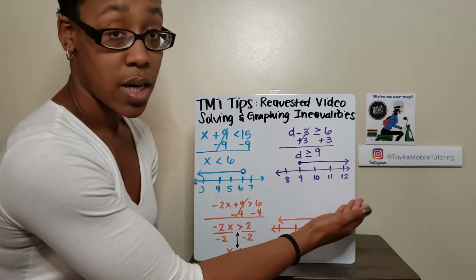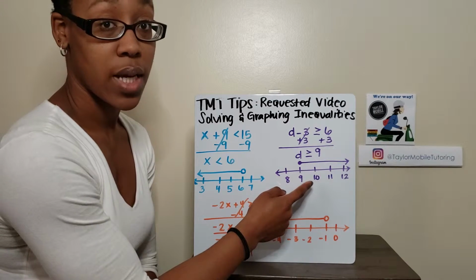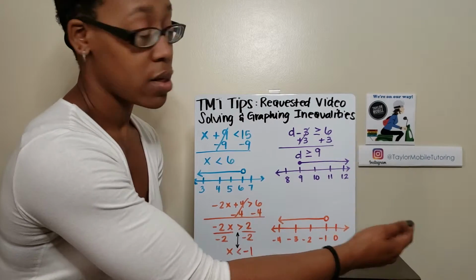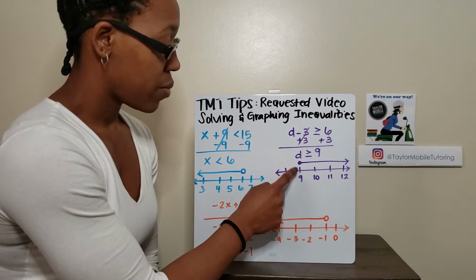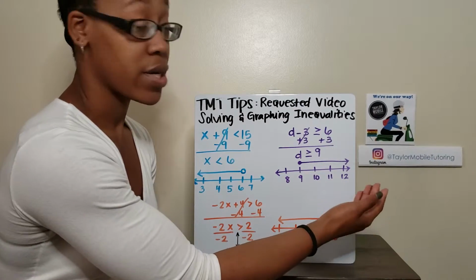Again, I'm going to be plotting this on a number line, and this is telling me that solutions to this inequality are 9 or anything greater than 9. So I have a closed circle to represent that 9 is a solution to this inequality, as well as all other numbers that are greater than 9.